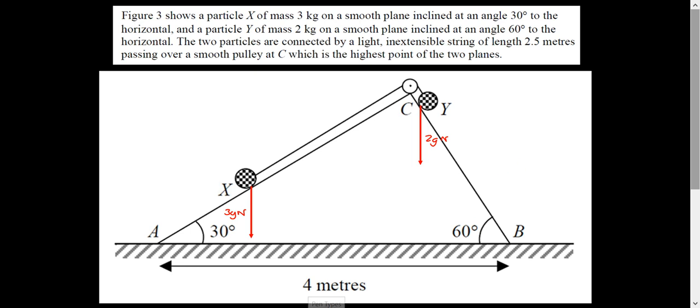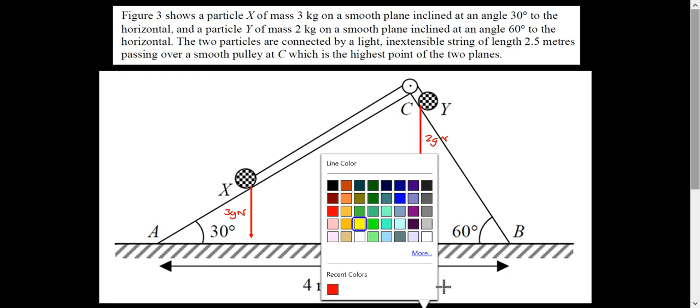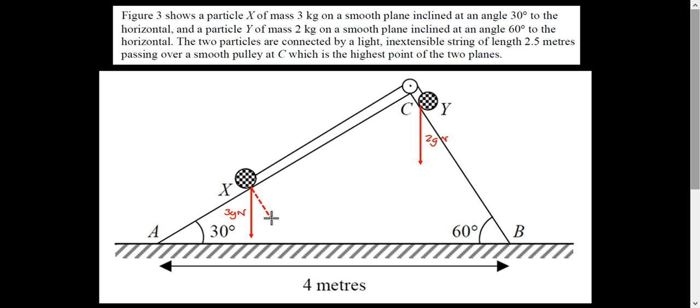Now those weights need to be resolved parallel and perpendicular to the plane. Now this is something that you are already familiar with. So we've got our perpendicular to the plane for this particle X, and we've also got a force parallel to the plane for this particle X. And when we actually want to work out the size of the component, then this perpendicular force is given by 3g multiplied by cos of the angle. Okay, so 3g cos 30.